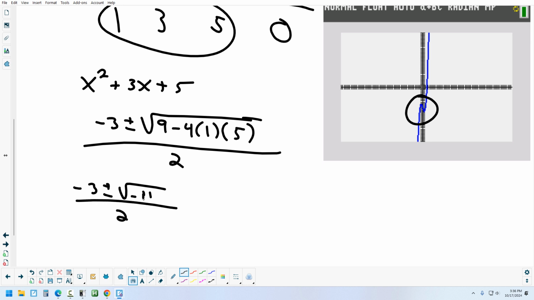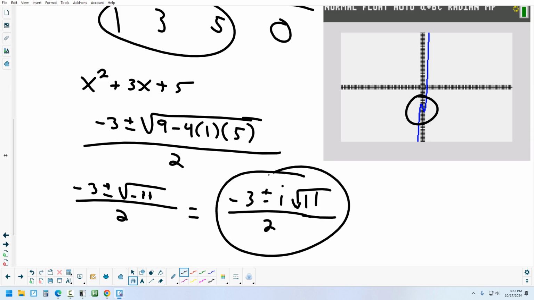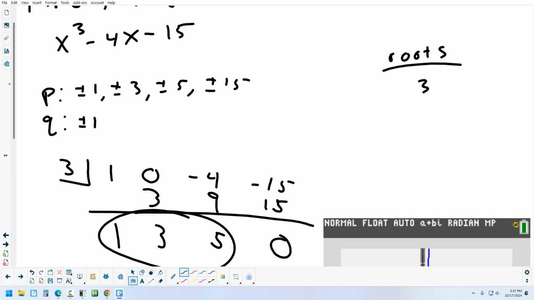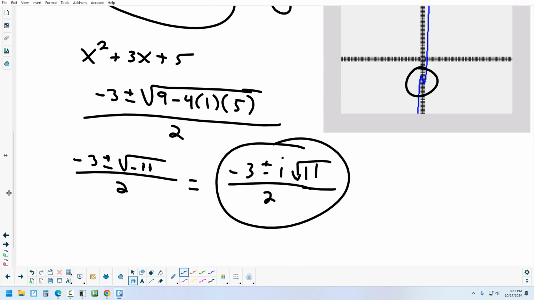And how do we simplify the square root of -11 so we don't have a negative under the root? It would be i times the square root of 11. Yep. So these are the other 2 roots to the problem. So 2 imaginary and 1 real. And that's how you find roots that are complex in polynomials.